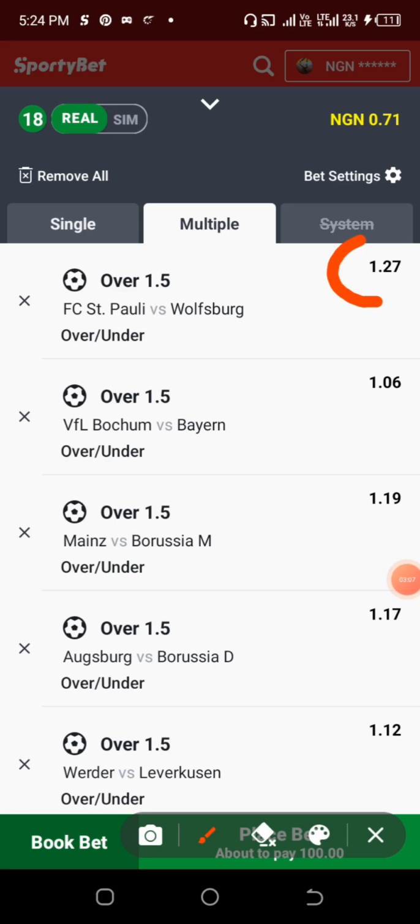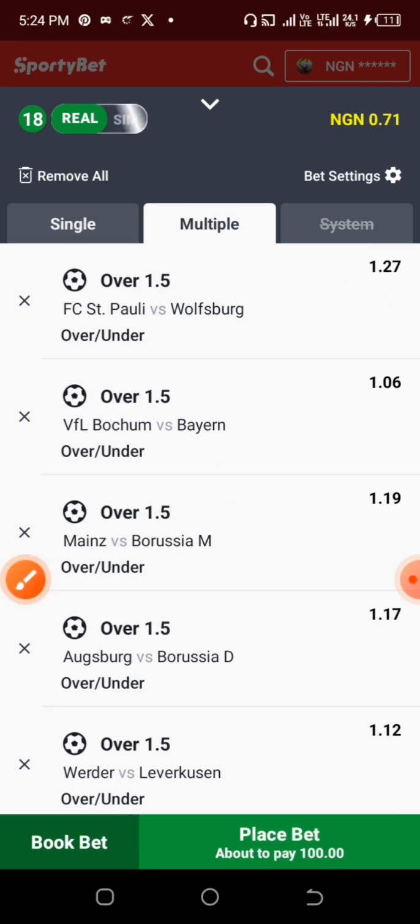You will be the one to determine, based on the odd, if you are satisfied with the percentage of the possible outcome, then you can go for the game. So now we have 1.27 for the first game here, and this particular game is in the German league. The first thing you need to do if you want to calculate the odd is go to your calculator. So now we have the odd as 1.27.